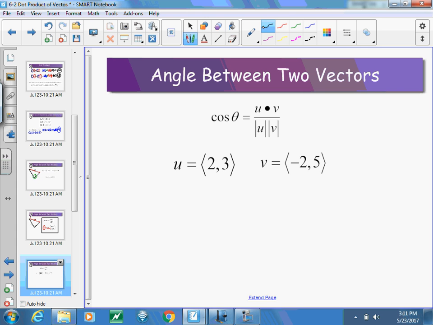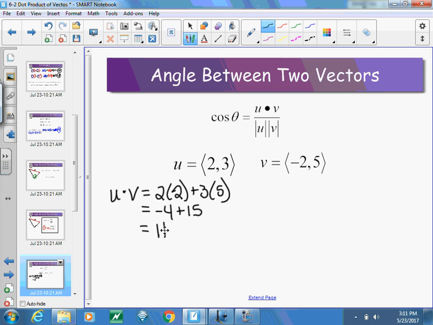So we're going to try and find the angle between vector u and vector v. Looking at our two vectors here, I'm just going to break this down so you can see it. I'm going to take u dot v, so we're going to take 2 times the negative 2, add it to 3 times 5, so negative 4 plus 15 is going to give us 11. So our u dot v is 11.